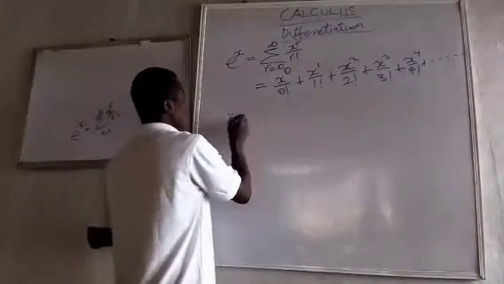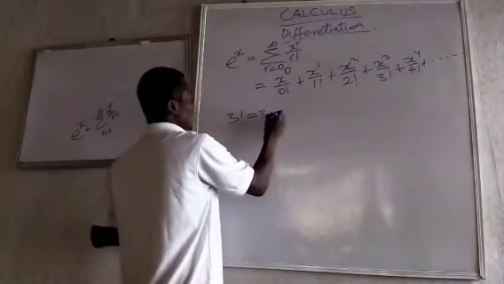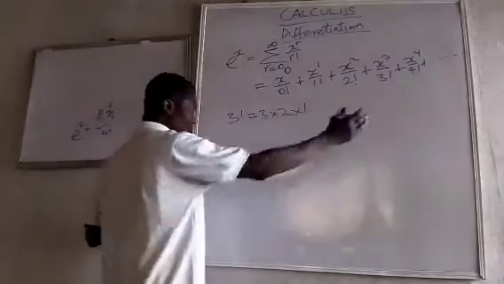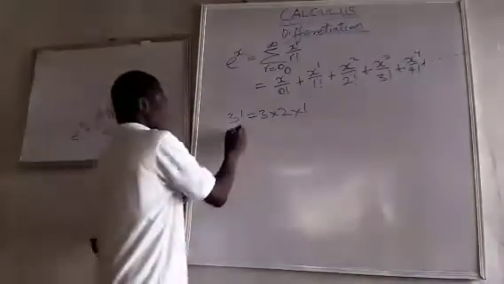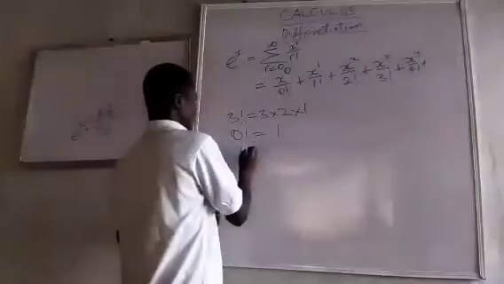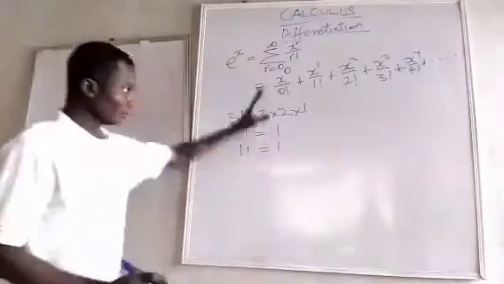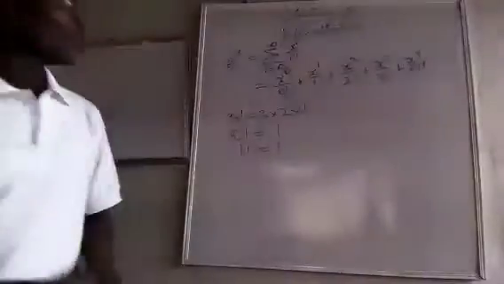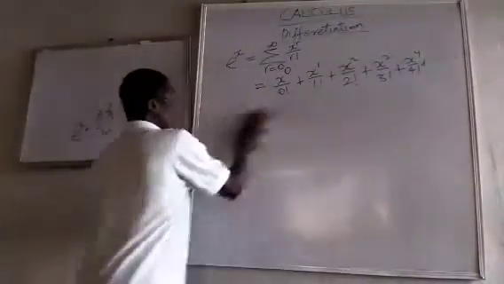Like 3 factorial is equal to 3 times 2 times 1. Like that. 0 factorial is equal to 1. And 1 factorial is equal to 1. So since we have known this, we don't need to delay our work again.